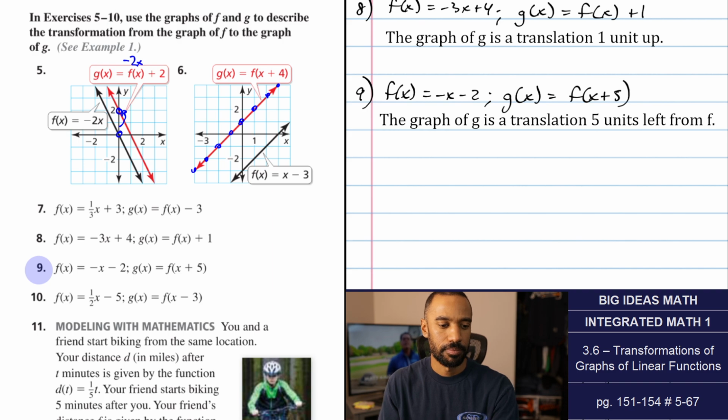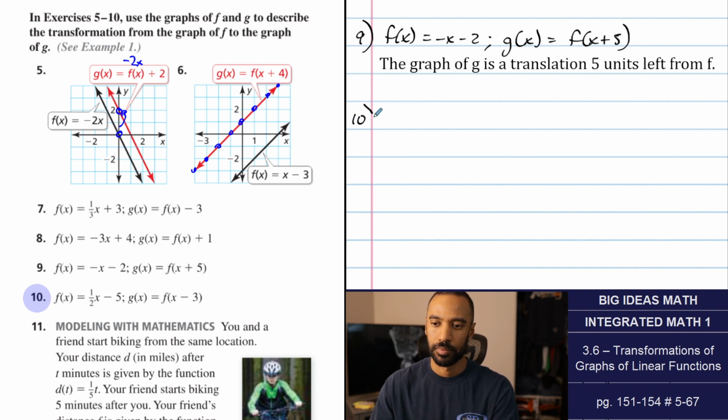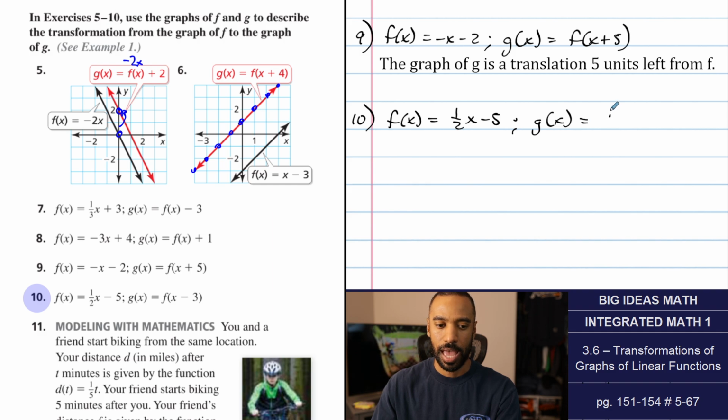And then number 10, we have f of x equals 1/2 x minus 5, and g of x equals f of, and inside the parentheses, x minus 3.